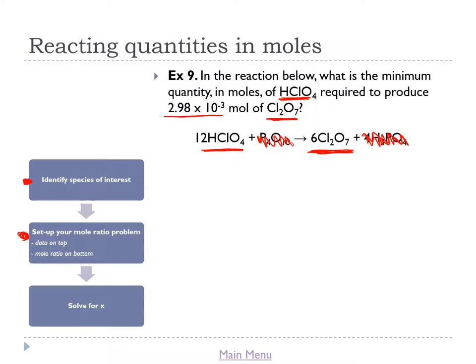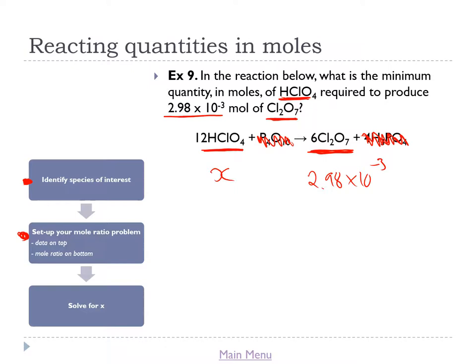So let's put that there, 2.98 times 10 to the minus 3 moles. Okay. And then it's asking us about the number of moles of HClO4. Now we don't know that, so let's just call it X, because X is what we often use for an unknown quantity. Then we're going to put the mole ratio on the bottom.